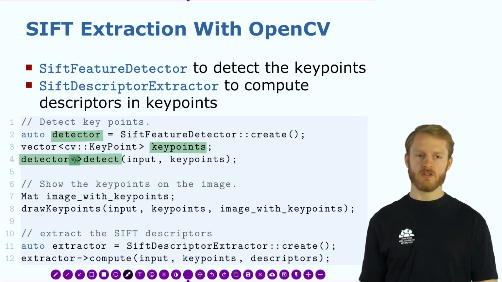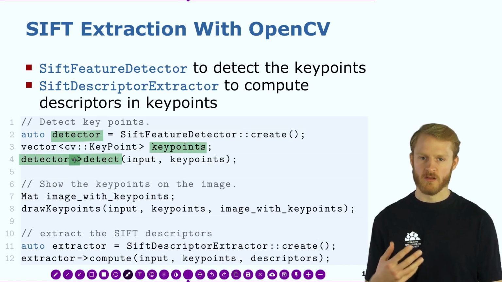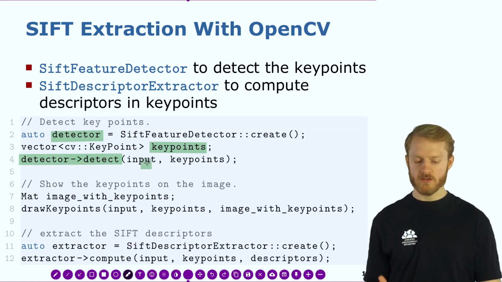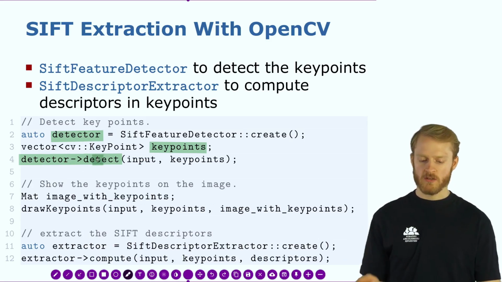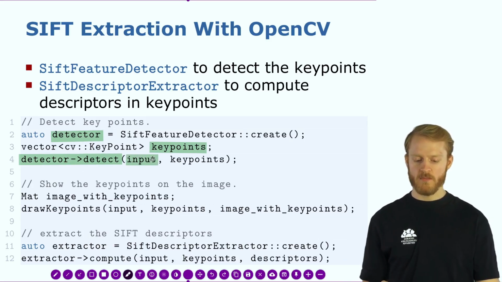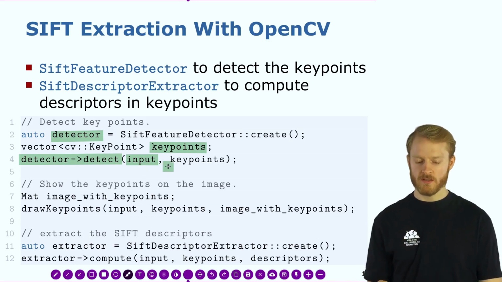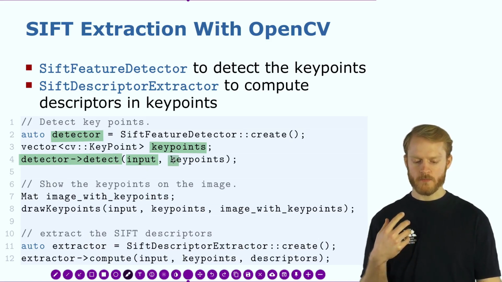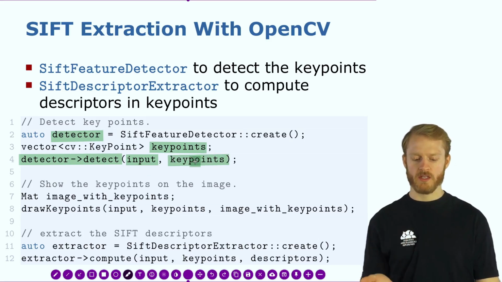This is the notation. We will show this later in other lectures, but for now you just have to know that we use a detector, we call the function detect, we pass the input, which will be the input image from which we want to get the detectors, and then the key points, and then this will populate this variable.